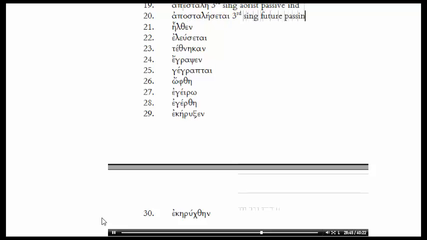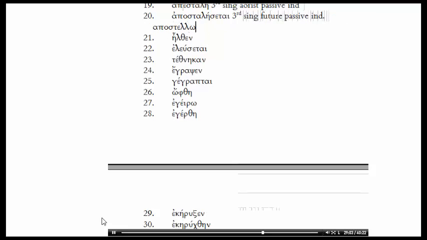Future passive indicative. Okay, future passive. What would it mean? It would mean he will be sent. He will be dispatched. Okay, and again, make no mistake that this is from apostello. Apostello, apostoloo, apostola, apostolka, apostolmai, apostolane.